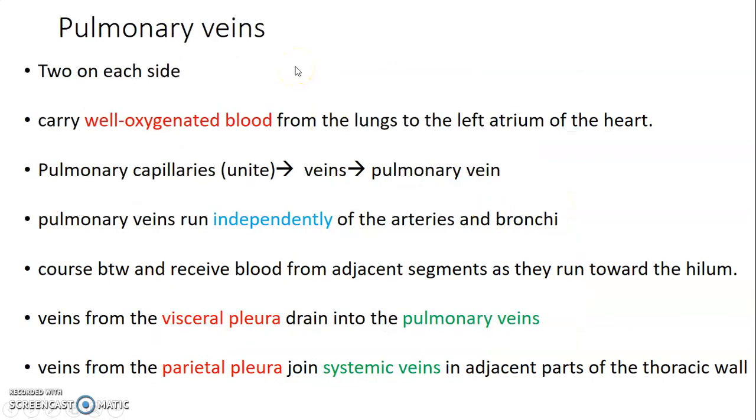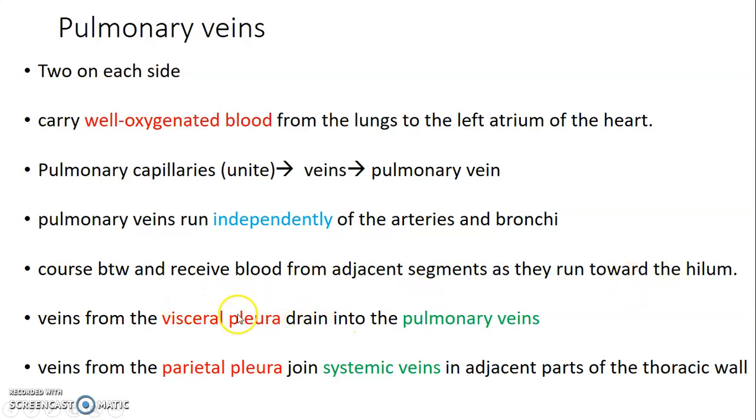Pulmonary veins are 4, 2 on each side, 2 superior, 2 inferior, and they carry oxygenated blood from the lungs. Pulmonary capillaries unite to form veins that empty into pulmonary veins, and these run independently of the arteries and the bronchi. Pulmonary arteries and bronchi course together, but these veins run independently. They receive blood from adjacent segments and run towards the hilum.